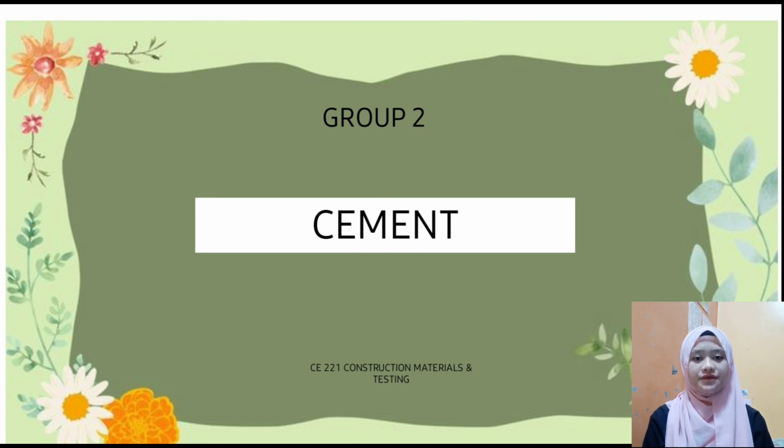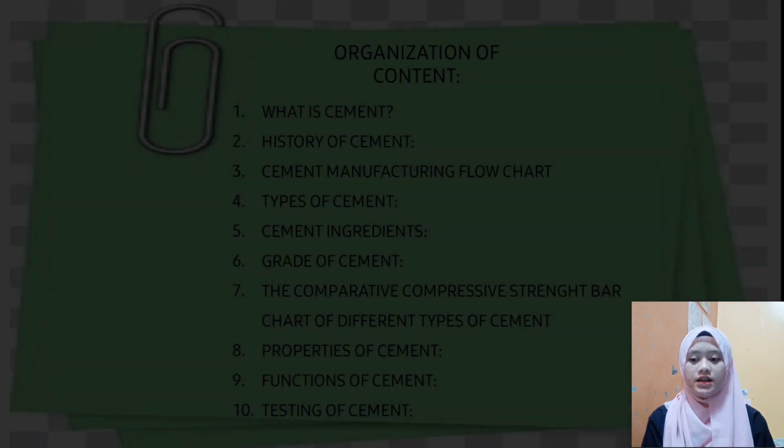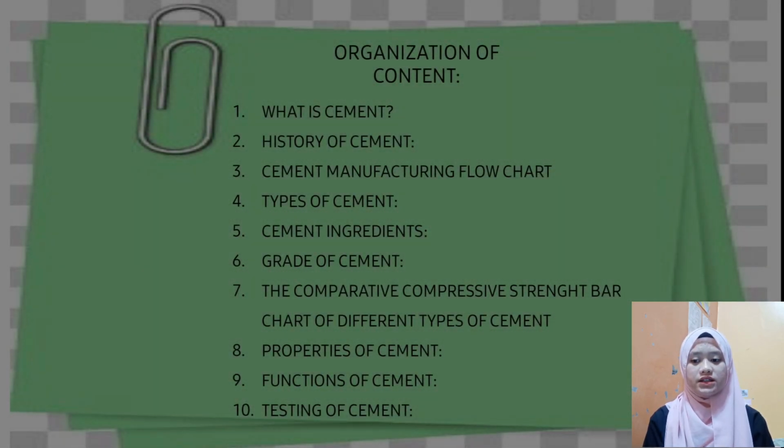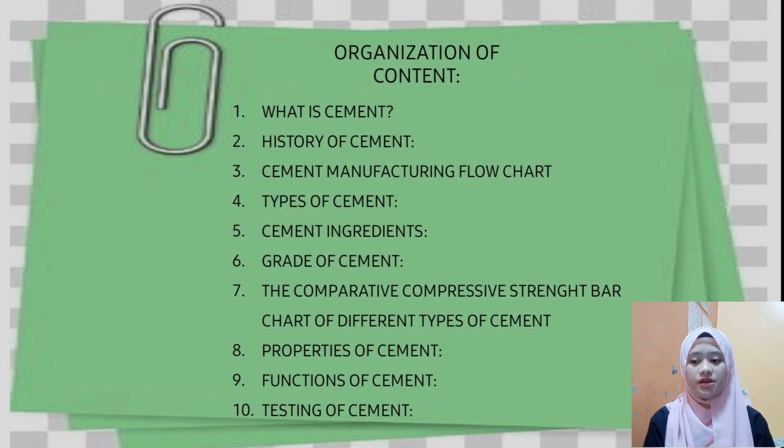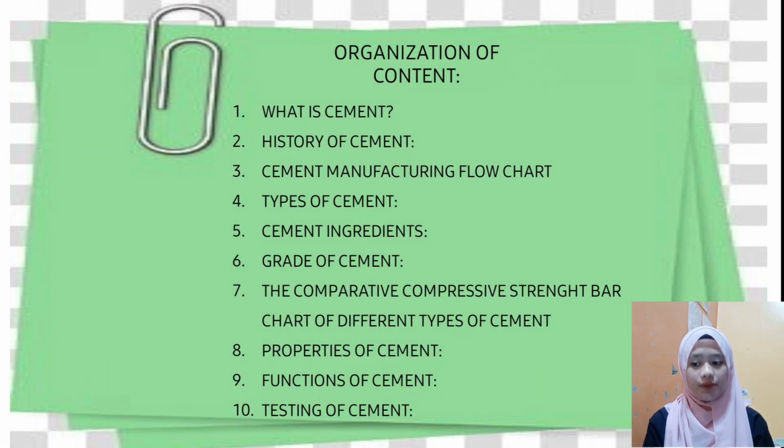And for today's video, we will be discussing all about cement. So our organization of content is number 1, what is cement? Number 2, history of cement. Number 3, cement manufacturing flowchart. Number 4, types of cement. Number 5, cement ingredients. Number 6, grade of cement.